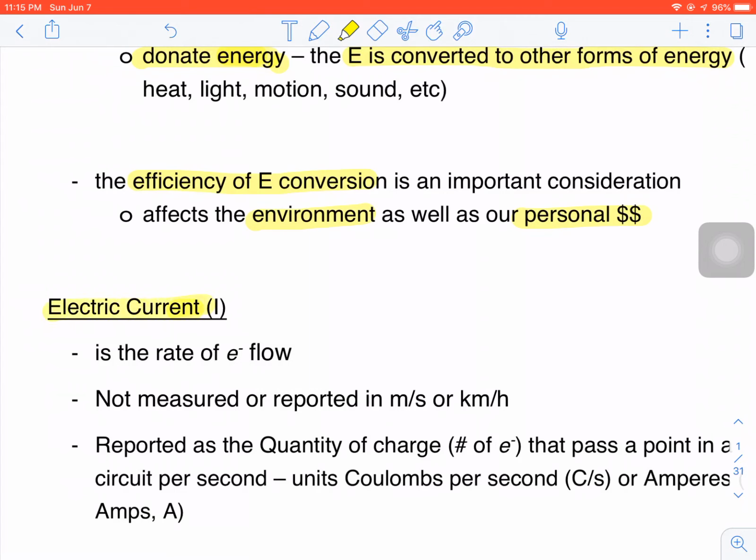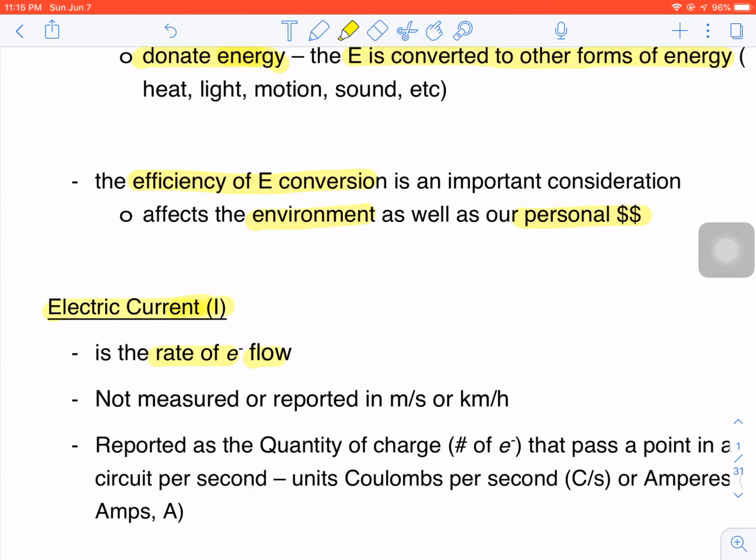Electric current, again, is the flow. Think about a current as something moving, like water flowing in a river, but in this case, it's the rate of electron flow. Now, if I say a river has a fast current, it means the water is moving really fast. If a river has no current, like it's been dammed, then it has no flow. So the rate of electron flow is this quantity that we call electric current.